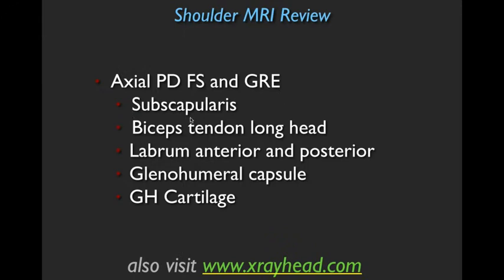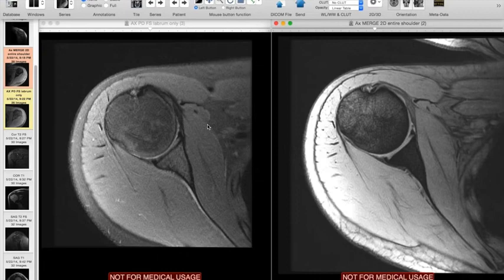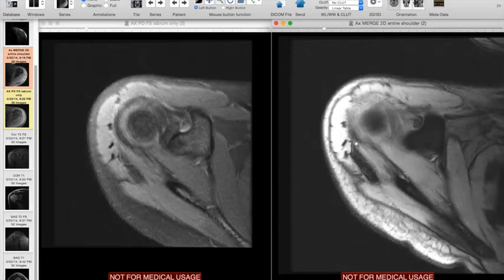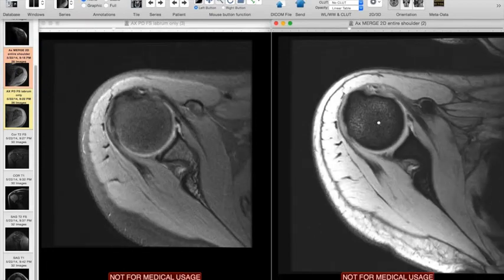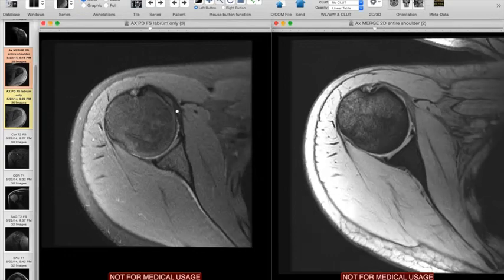Axials are great for the subscapularis tendon. You want to again locate the biceps tendon to make sure it itself is located, and then mainly we're going to use these to look at the anterior and the posterior labrum, the capsule, and assess the glenohumeral cartilage. So here on the left is the axial proton density weighted image with fat suppression. On the right side is the gradient echo image. This patient has not had shoulder surgery, so we don't see any micrometallic artifact.